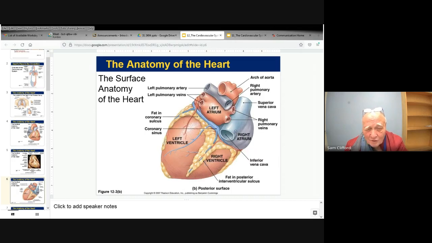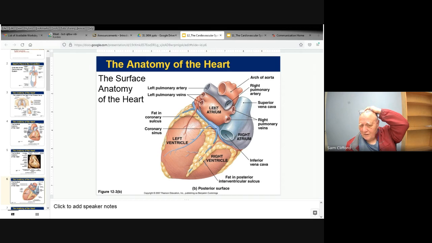Here's another view of the heart. Notice that there's a coronary sinus. The heart has to have a lot of energy. It has to have oxygen supplied, nutrients, energy molecules, so it has to have delivery of oxygen, delivery of nutrients, and a lot of ATP, which it makes itself in the muscles.